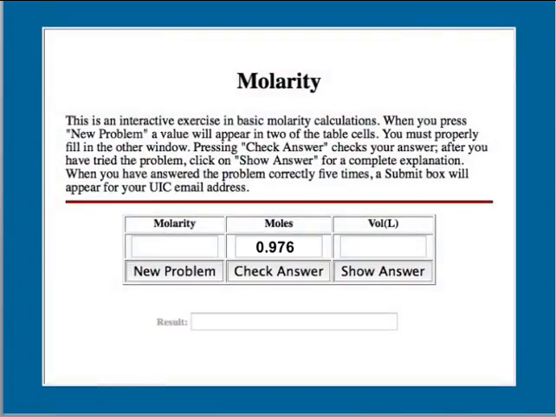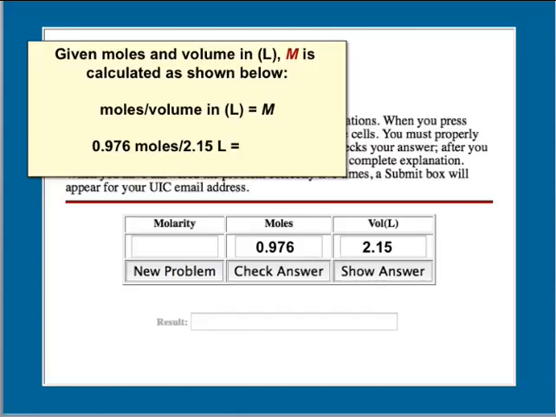All right, of course, there's a tutorial for molarity. This is our simple table version. What we're given here are moles and volume, and we have to calculate molarity. Now remember, molarity is defined as moles divided by liters. So, since we're looking for molarity here, we simply want to take our moles, divide by our liters. Here we have 0.976 moles and 2.15 liters. Our molarity, 0.454.